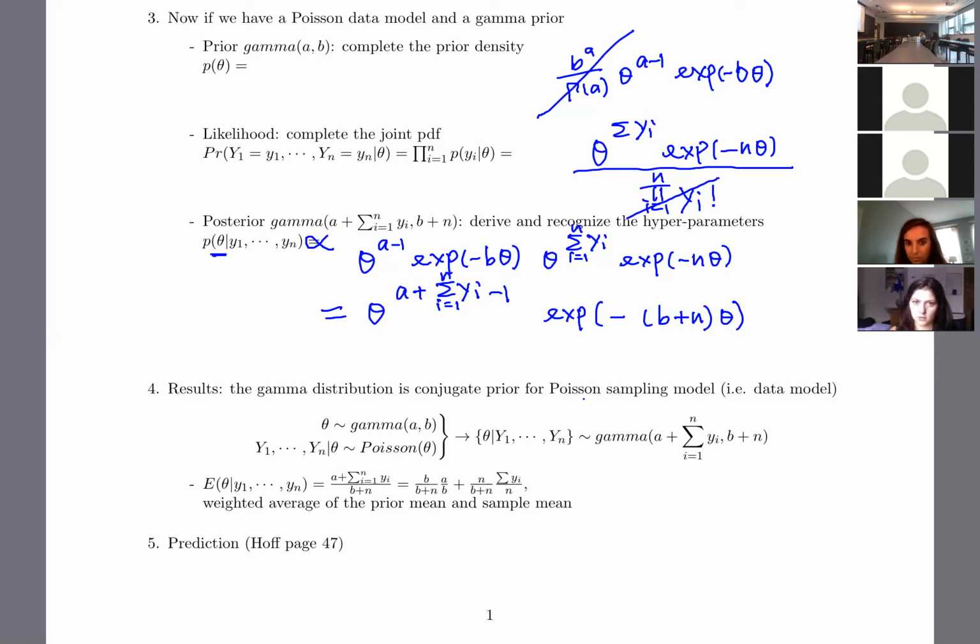And this, again, is the exercise of recognizing the kernel, right? We know that because in this case, we were told at the beginning that this is a conjugate case. So I will know, okay, this is going to be a gamma. And what will be my hyperprior?